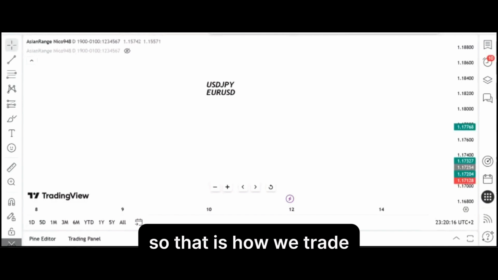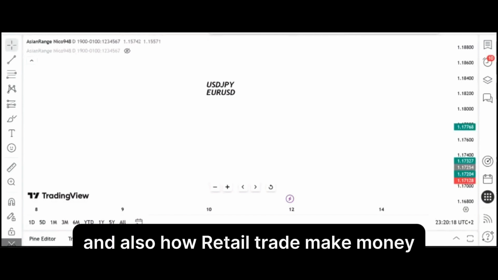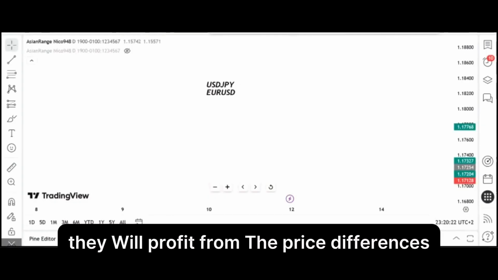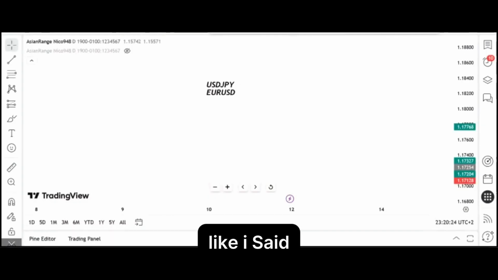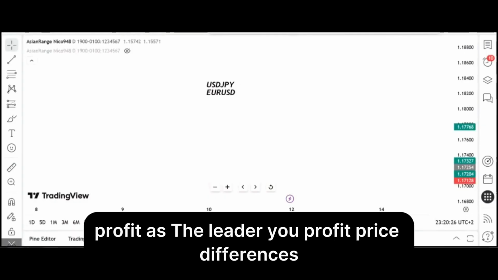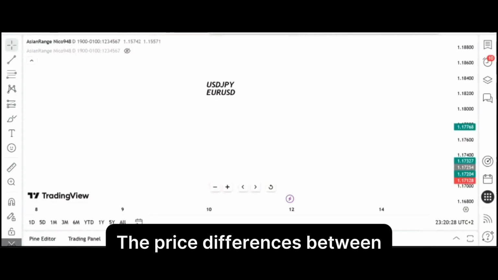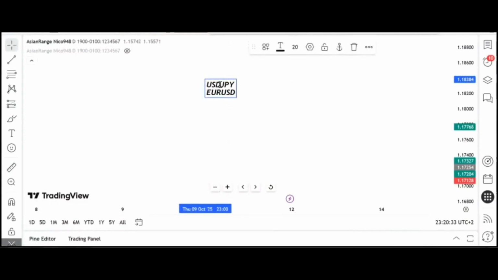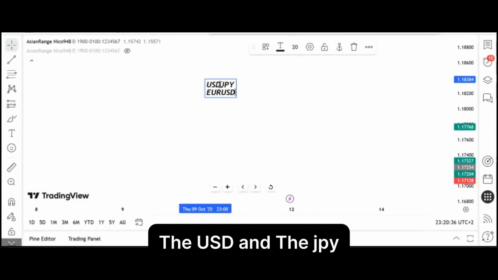So that is how we trade, and also how retail traders make money. They profit from the price differences. Like I said, as a trader, you profit from price differences. The price differences between the USD and the JPY.